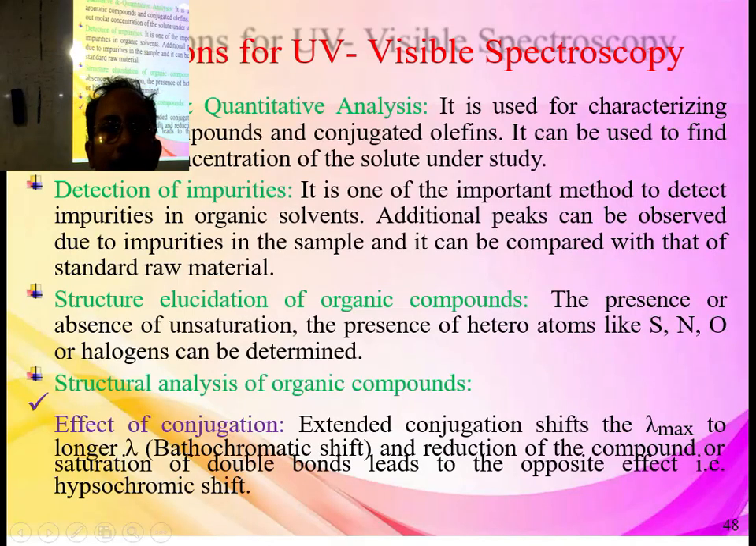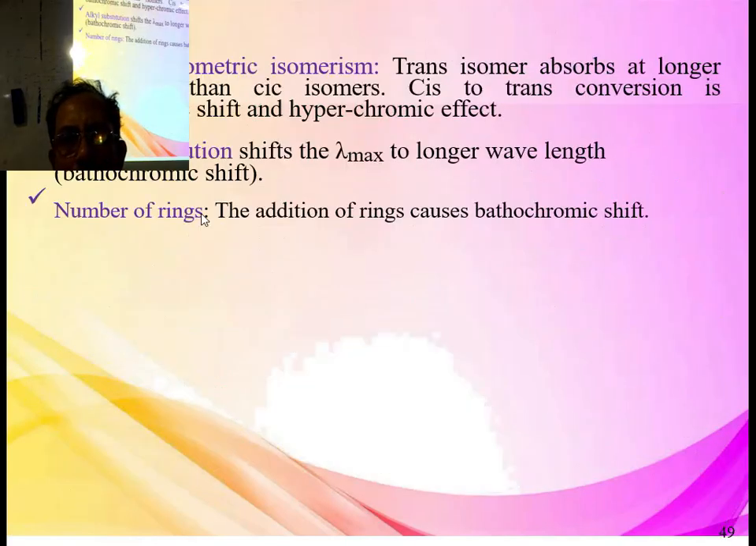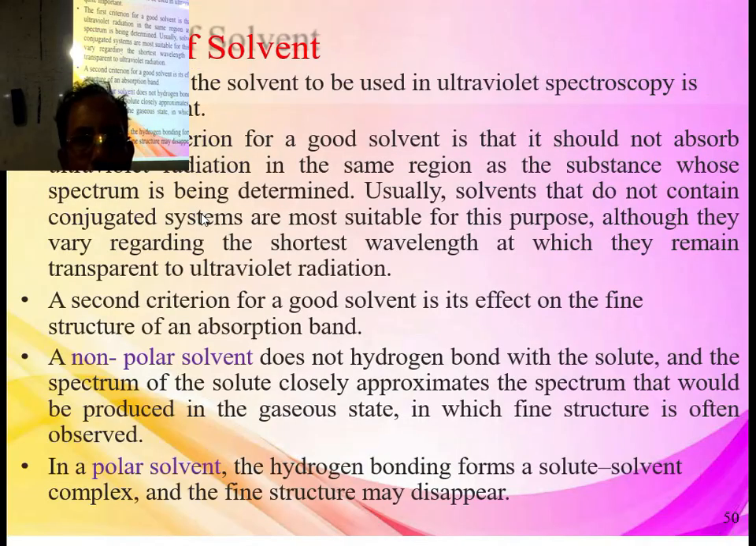Now, applications. This is the most important part for us. Applications of UV-visible spectrophotometry: detection of impurities, structural elucidation of organic compounds, structural analysis of organic compounds. These are actually the requirement. Effect of geometrical isomerism, cis-trans, position of cis-trans, alkyl substitution, double bond, position of double bond, number of double bonds, conjugated or non-conjugated. A lot of ideas we can get from UV-visible.